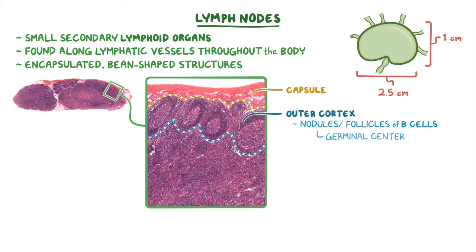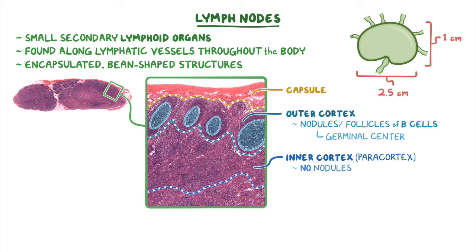The next region is the inner cortex, or paracortex, which doesn't have any nodules. And finally, the innermost region of the lymph node is the medulla. The distinction between the inner cortex and medulla is hard to see at this magnification, but the medulla will have cords of lymphoid tissue as well as passageways for lymph, called medullary sinuses. These sinuses eventually join one another and drain into the efferent lymphatic vessels.